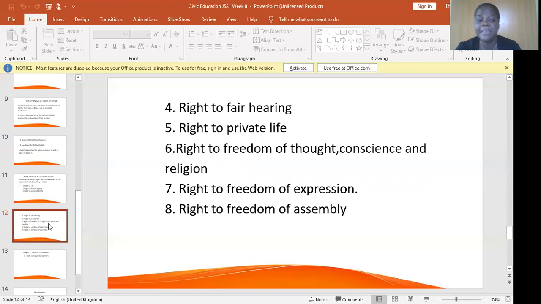Right to fair hearing, right to private life. Right to fair hearing means there must be justice between people that have conflict or issues to settle. Then the right to freedom of thought, conscience and religion. You have the right to choose the religion you want. You have the right to your thoughts. You have the right to your conscience.